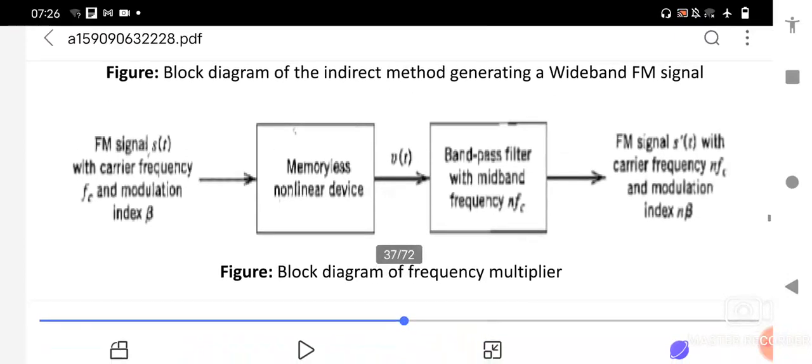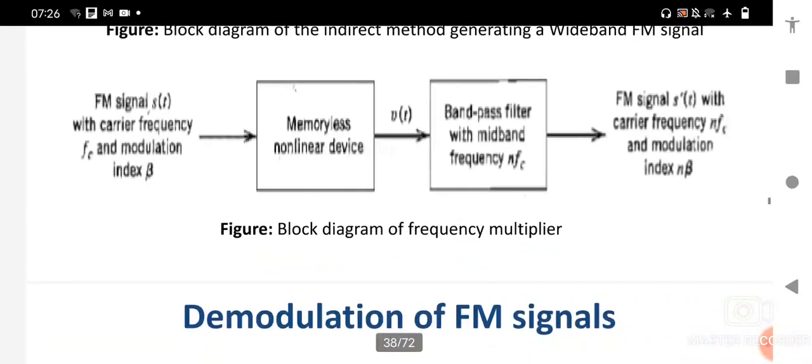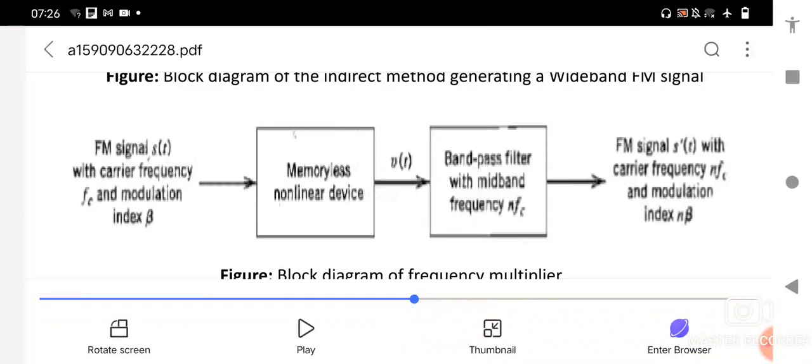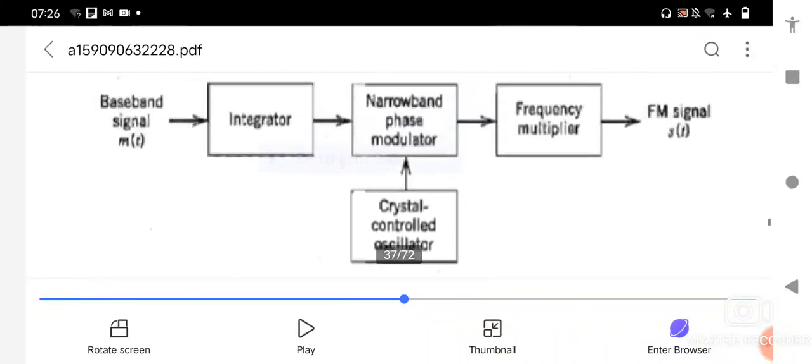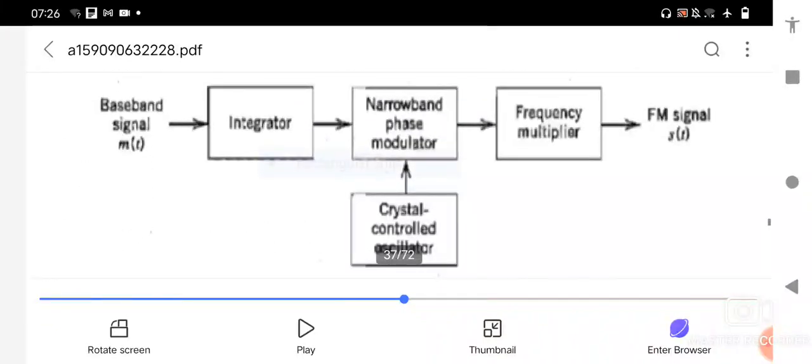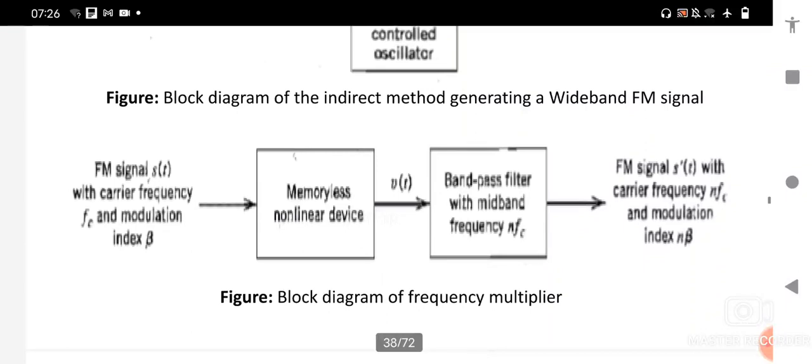Here is one more block diagram, that is the block diagram of the frequency multiplier. Inside this frequency multiplier, these processes are done: a memoryless nonlinear device and a band pass filter with center frequency n into fc. The input to this is the FM signal S of t with carrier frequency fc and modulation index beta.